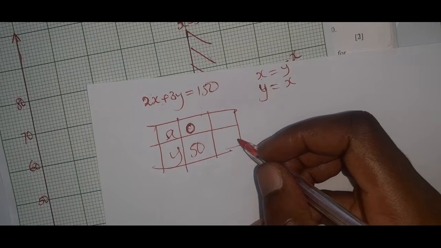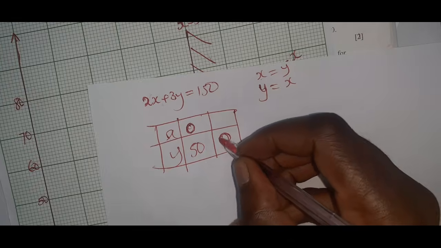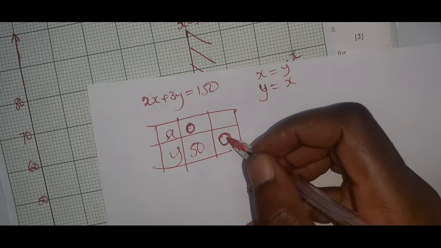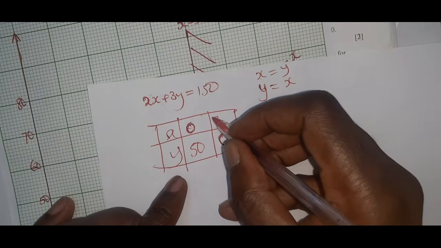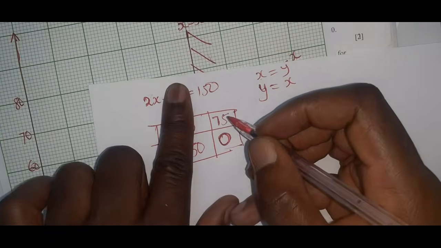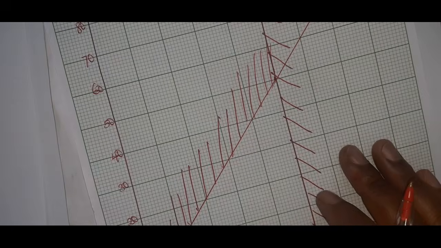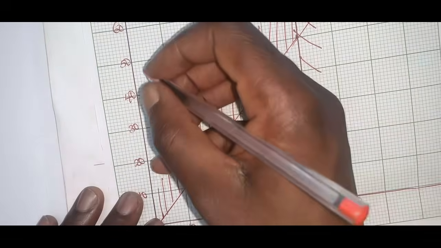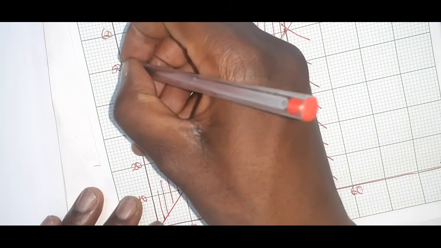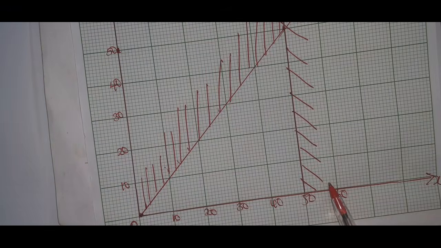Now we are going to say, what if y is equal to 0? Then x will be equal to what? 75, if you divide. So let's see if these coordinates are there. The first one is 0, 50. 0, 50 is this point here. Then the second one is 75, 0.